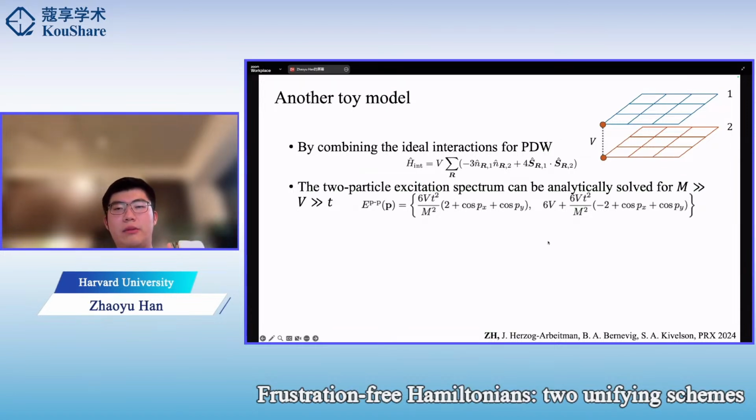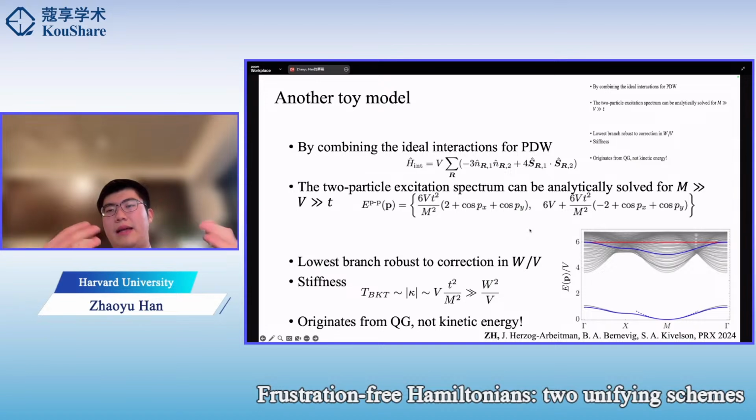Then applying the standard solving procedure, we can solve the Cooper pair excitation exactly and analytically, whose lower branch clearly has a minimum at Q equals pi. And you might be worried that now the bands are not exactly flat. So we perform the numerical calculation of the Cooper pair spectrum, taking into account the leading order correction in bandwidth. And we find that the lowest branch is insensitive to these corrections. And the Cooper pair mass is roughly V times the quantum metric, which is much greater than just bandwidth squared over interaction.